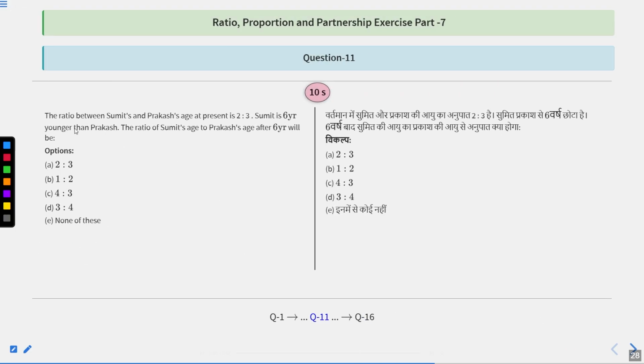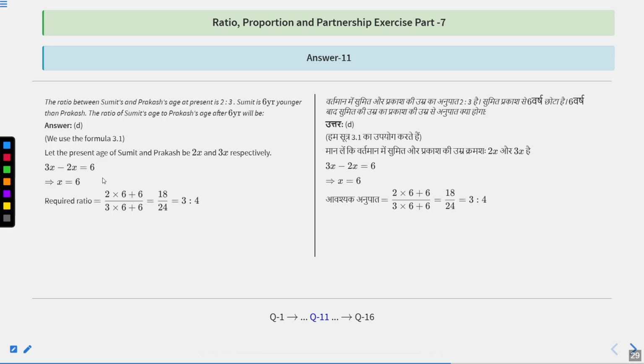Next one is, the ratio between Sumit and Prakash's age at present is 2:3. Sumit is 6 years younger than Prakash. The ratio of Sumit's age to Prakash's age after 6 years will be, you have 5 options and 10 seconds to analyze the question. Your time starts now. Time's up. Let's see the solution.